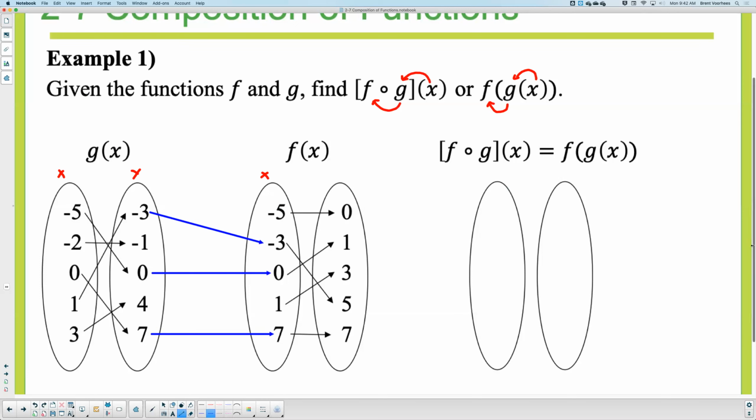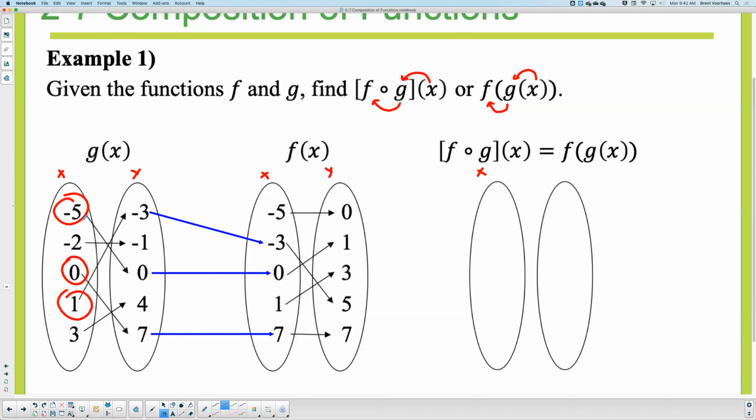So what does this mean for our function of f of g? What it means is this. Oh, I forgot to put the y over here. The only values you'd copy over into the domain are the values that we're able to go from g into f. So what produced a -3? A 1. What produced a 0? -5. So -5, 1. And what produced a 7? 0. Those are the only values that make our domain.